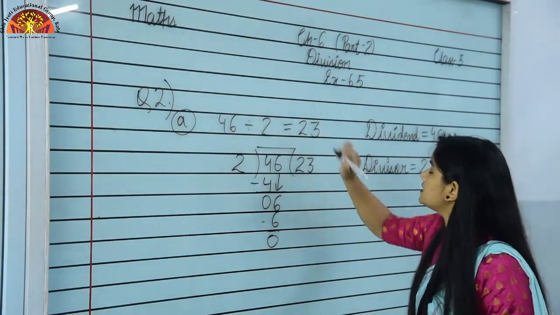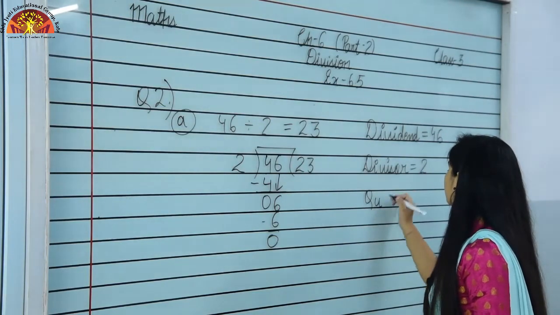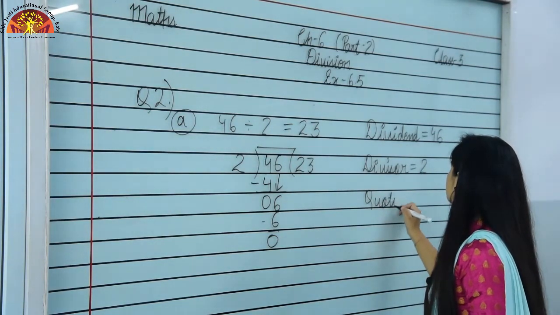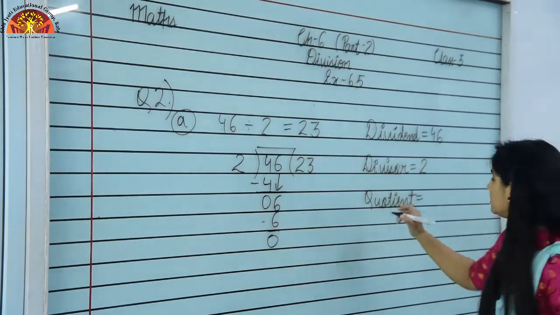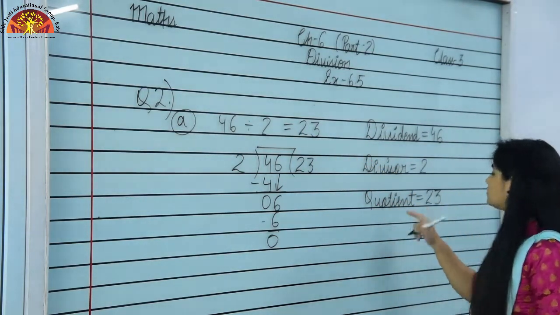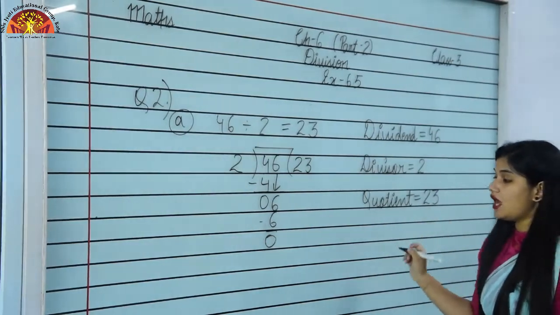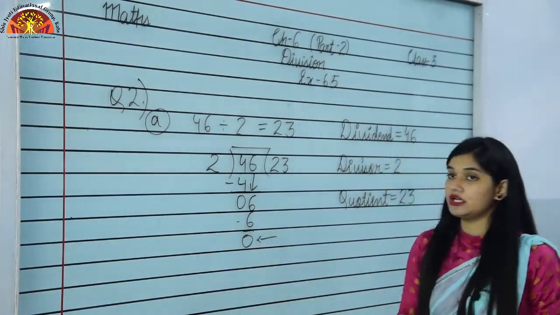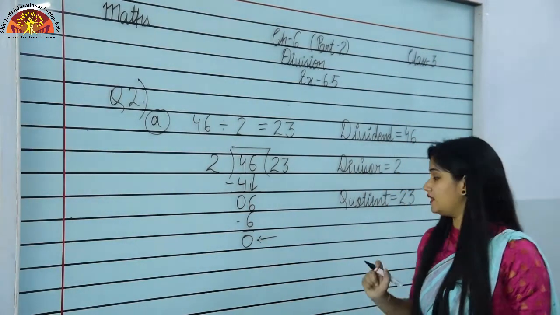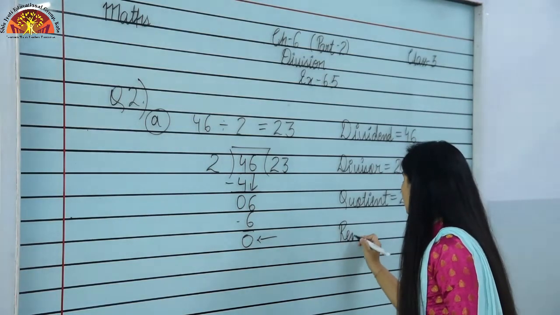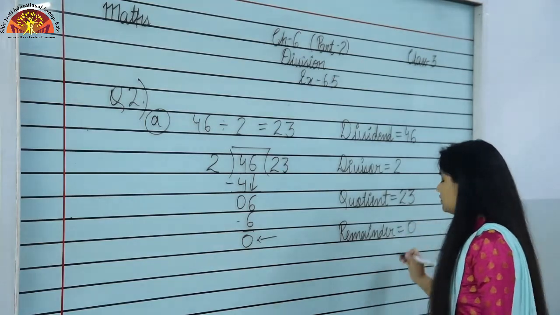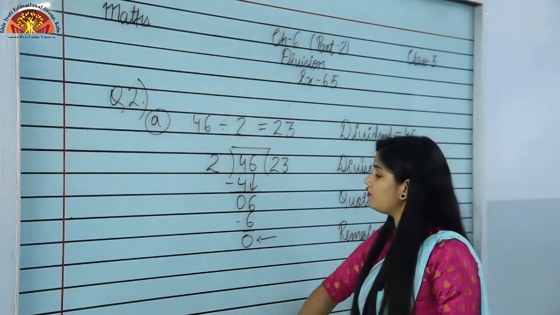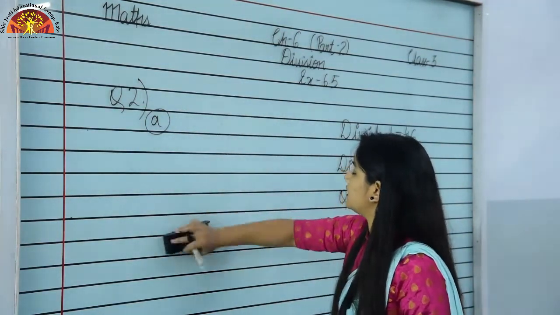Now the result of division. The result of division will be quotient और result क्या है? 23. So the quotient is 23 and the remaining number जो end में आपका आंसर रह गया है, that will be remainder and the remainder is 0. Is it clear, students? So now we have to check the answer, this is correct or not.